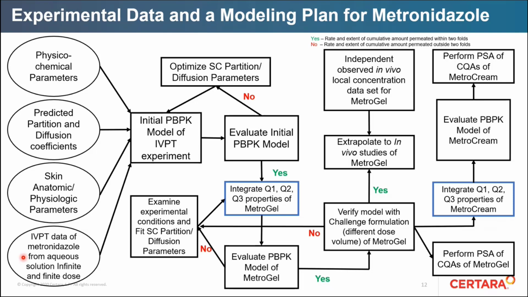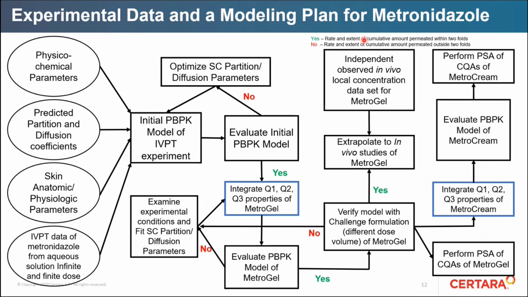So we started with something really simple. I say simple, it's not that simple, and I'll show you in a minute. So we start with a solution, an infinite and a finite dose. We start with even an infinite dose where we know that the drug concentration stays on the surface of the skin and there is no evaporation happening, nothing, those kinds of things, so that we can start building this model bottom up. So we started with solutions, we parameterized our PBPK model, and then we evaluated.